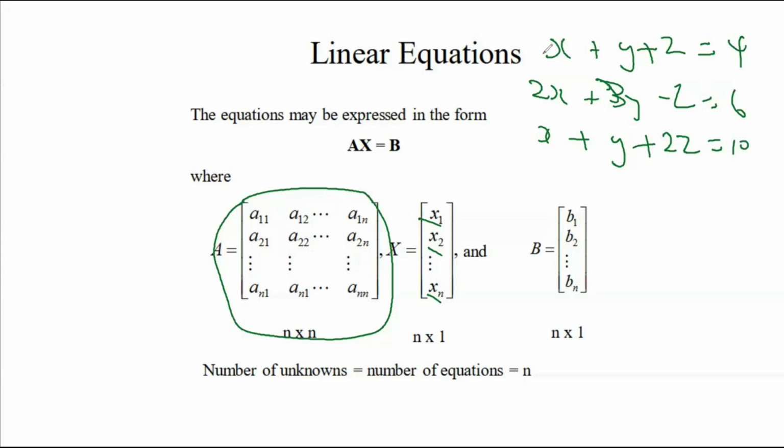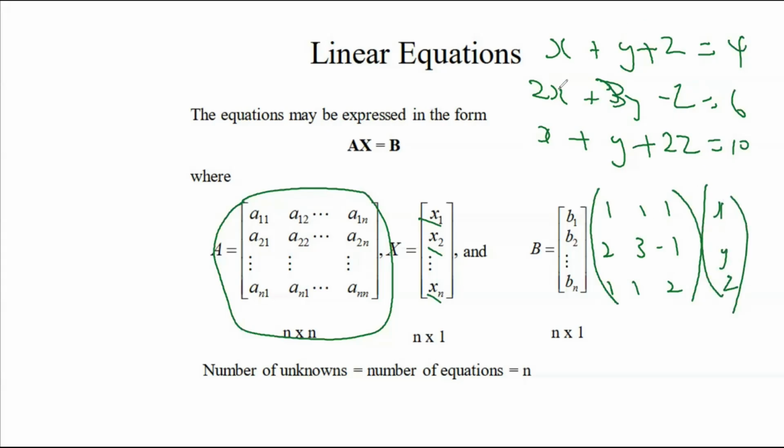You can take this here and make it into a product of two matrices: 1, 1, 1, 2, 3, minus 1, 1, 1, 2, times X, Y, and Z. If you multiply these two, you will get back this. All of this is equal to 4, 6, 10, right?